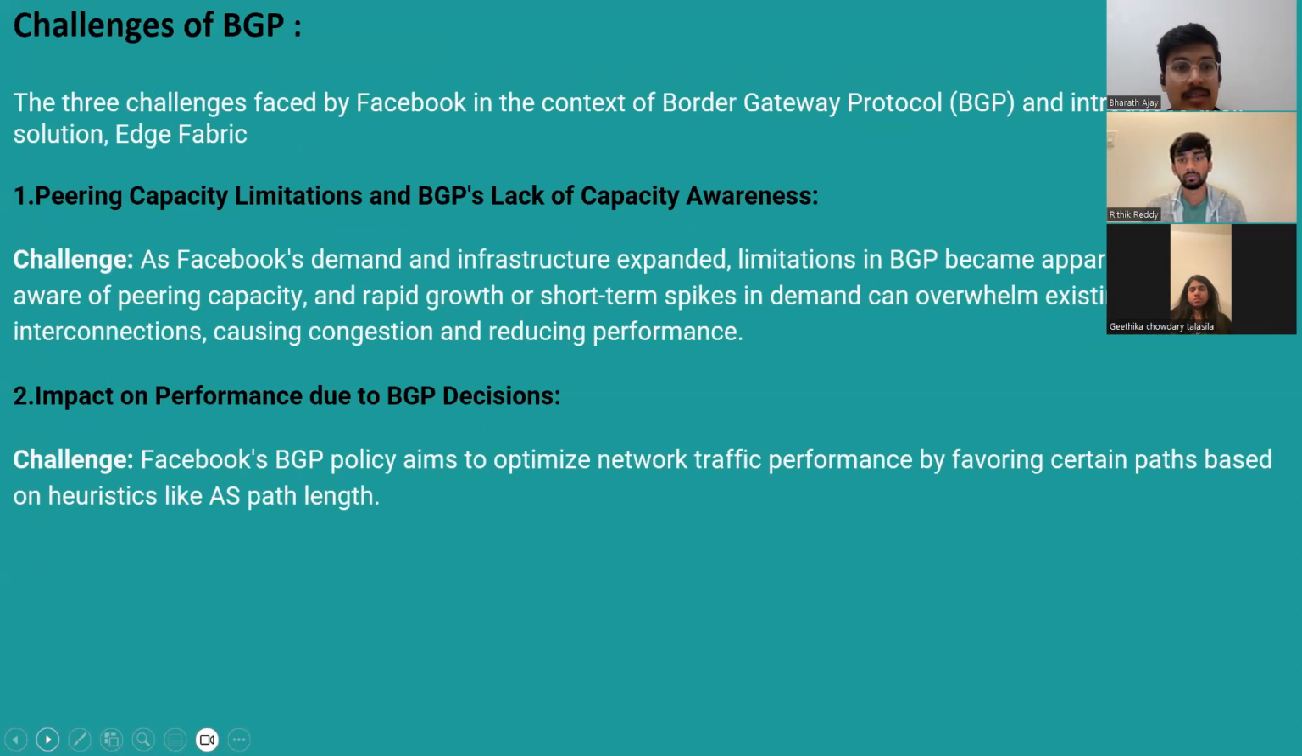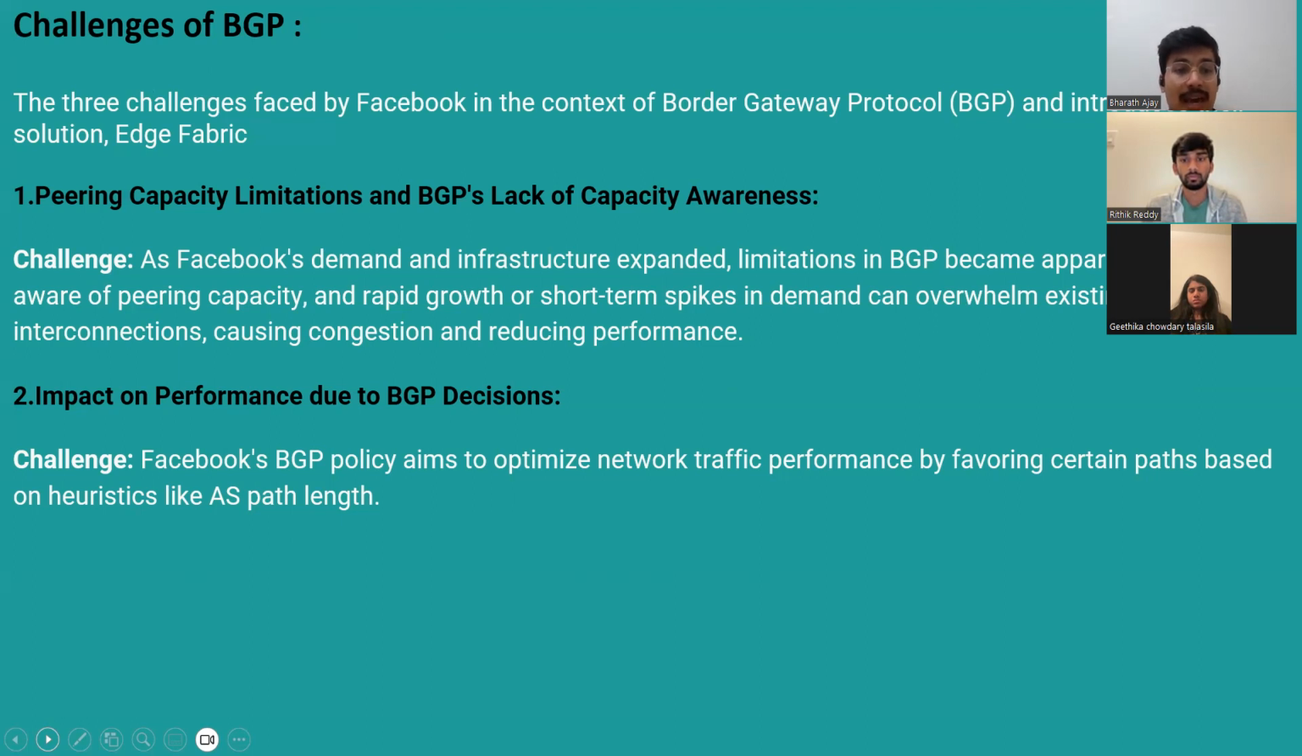Coming to the next slide, challenges of Border Gateway Protocol. There are three challenges faced by Facebook in the context of Border Gateway Protocol, and it introduces its solution, Edge Fabric. First one, peering capacity limitation, as Border Gateway Protocol lacks capacity awareness. The challenge was that as Facebook's infrastructure expanded, limitations in Border Gateway Protocol became apparent. Border Gateway Protocol is not aware of peering capacity, and rapid growth or short-term spikes in demand can overwhelm existing interconnections, causing congestion and reducing performance.